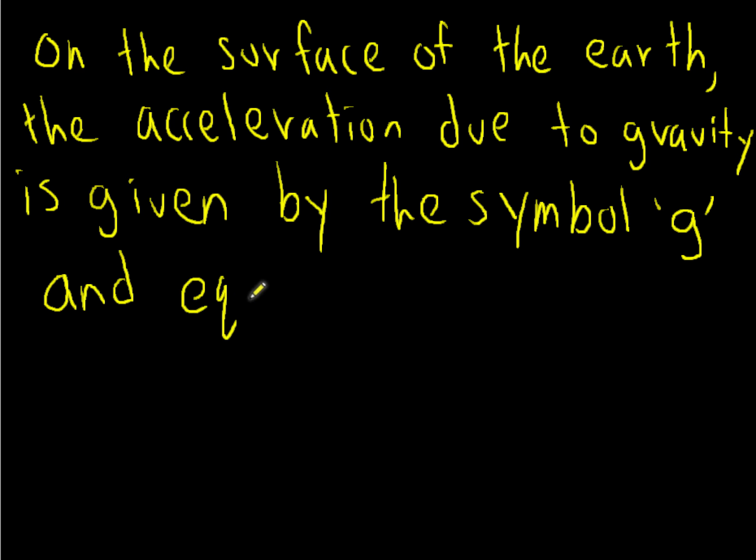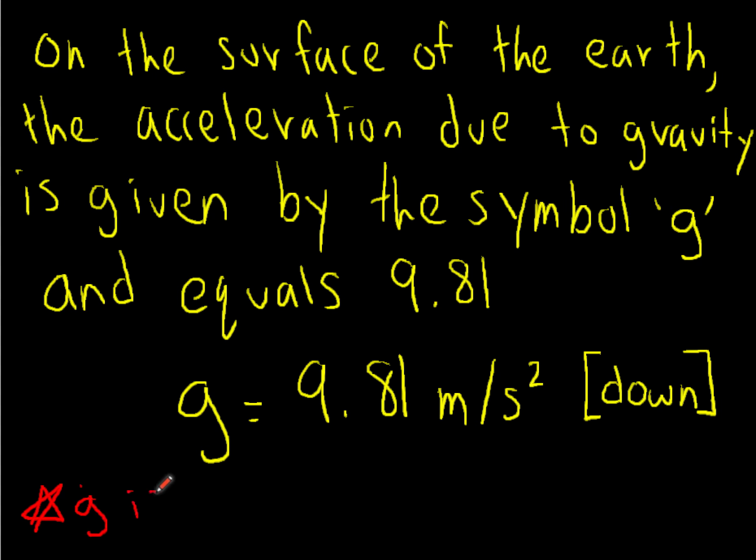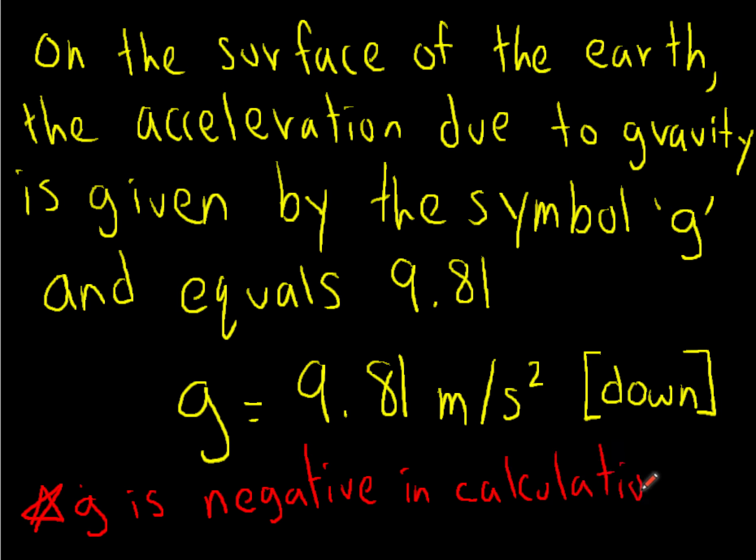And it equals 9.81. This is the value we'll use in Physics 20. g equals 9.81, and since it's acceleration, meters per second squared, the direction is down. This is really important. Since g is always down, g is always used as a negative in calculations. g is a form of negative acceleration. And here's an example that will show this.